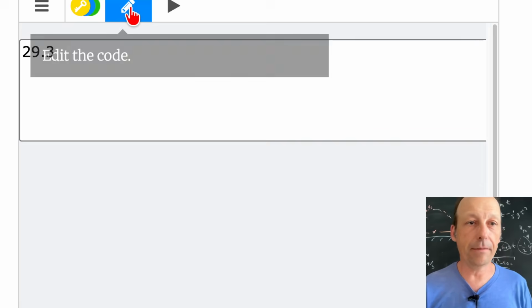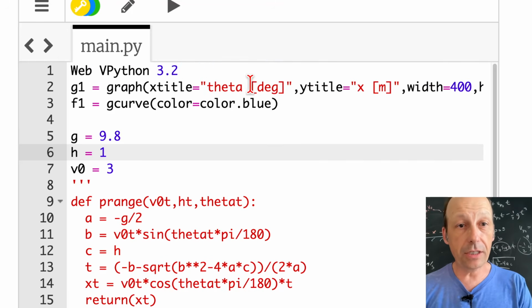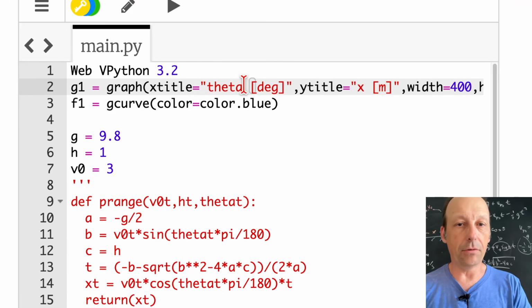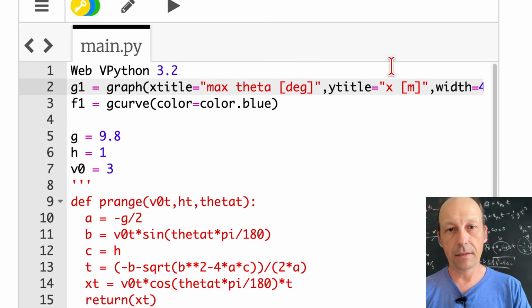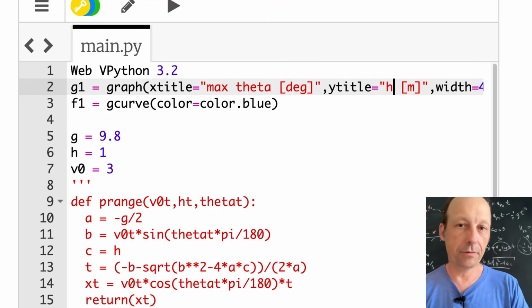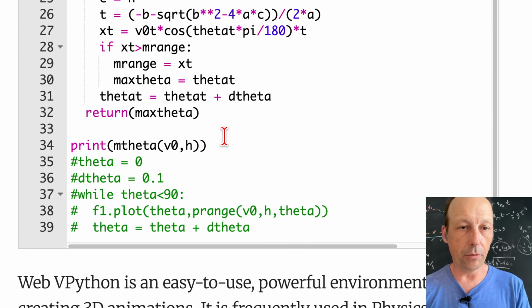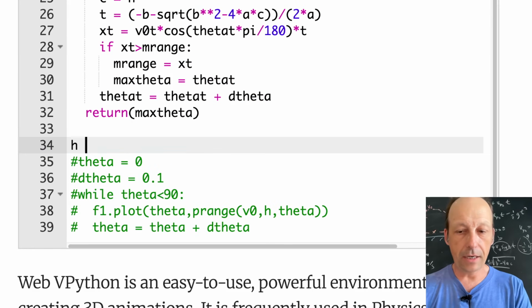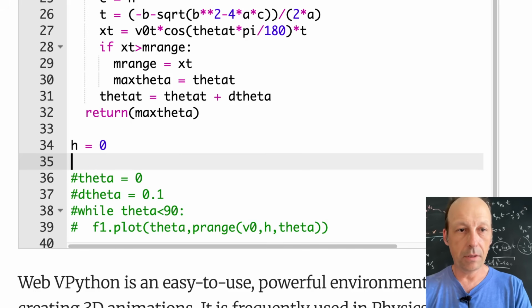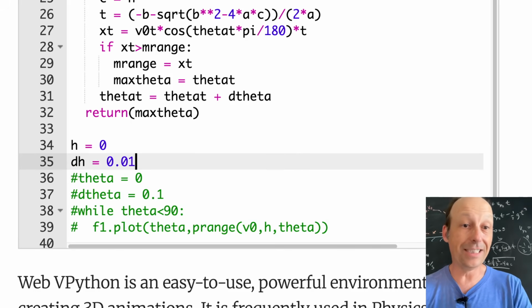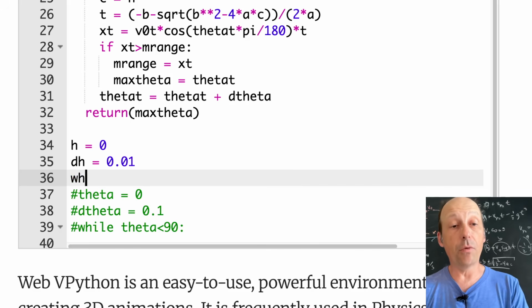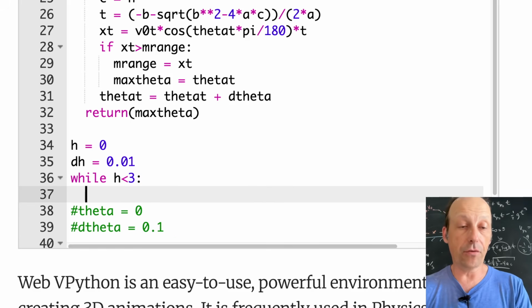So let's do that. So I'm going to change this. It's going to be called max angle. I'll call it max angle. Max theta. And this is going to be H. So let's go down here and make a loop. H equals 0. dh equals 0.01, I don't know. And then let's do a while h is less than, I want to go up to 3 meters just for fun. And then I can do this in one fell swoop.